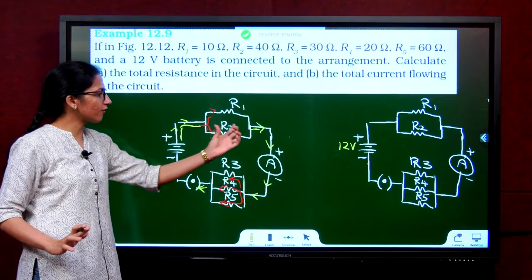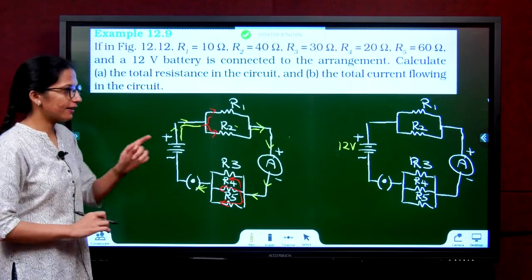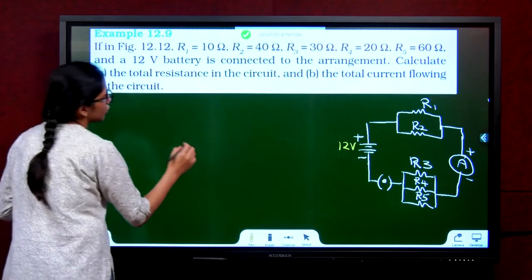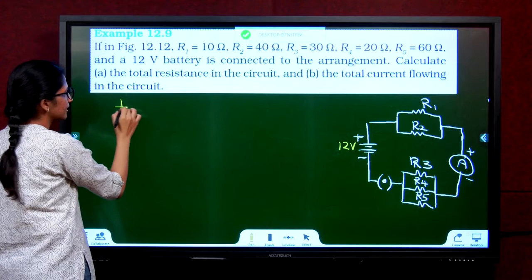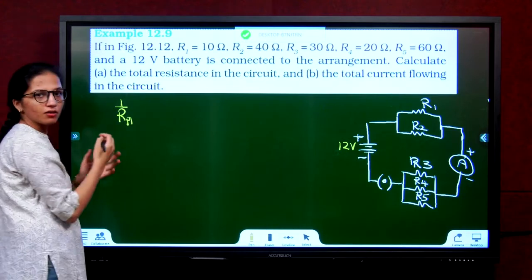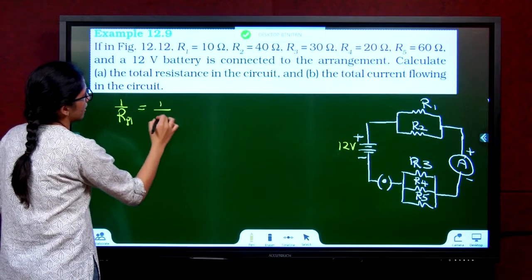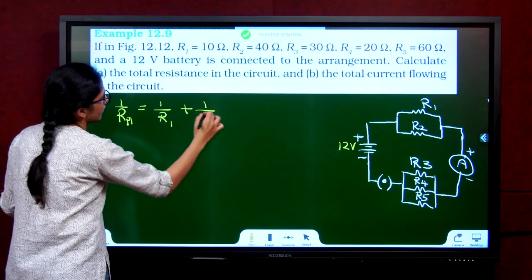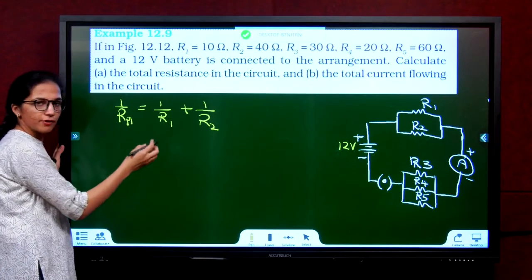For now, I know R1, R2 are in parallel, and R3, R4, R5 are in parallel. I will do them separately and we will see what happens. First, R1, R2 in parallel. We'll call that RP1, meaning first parallel combination. You can name it whatever you want. 1 by RP1 is 1 by R1 plus 1 by R2.